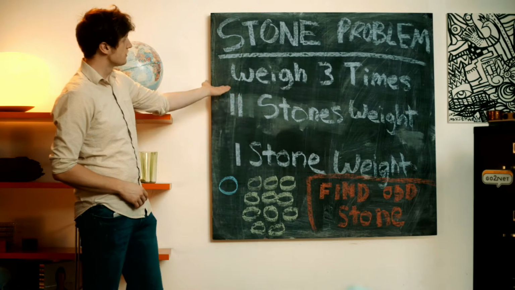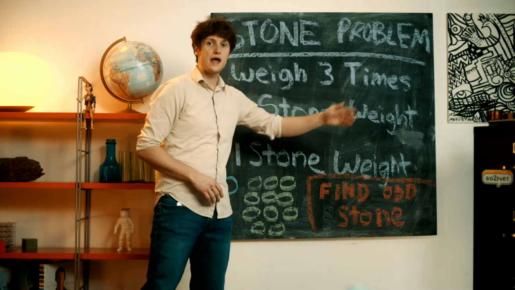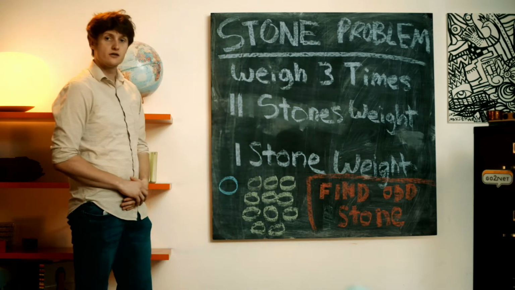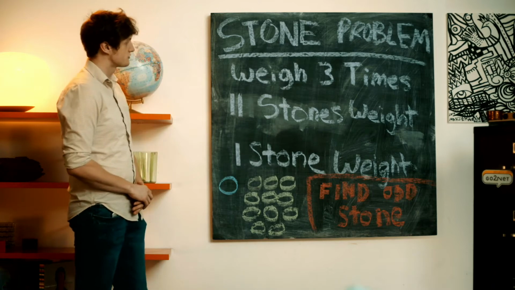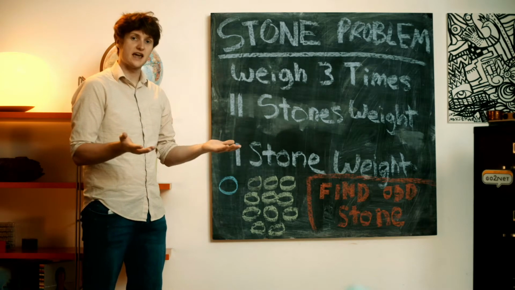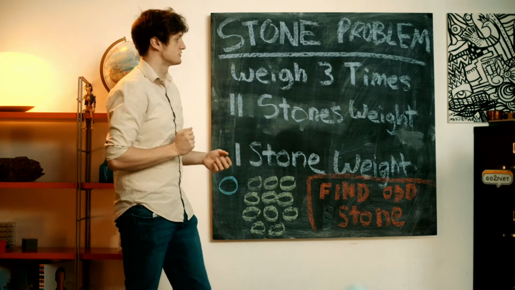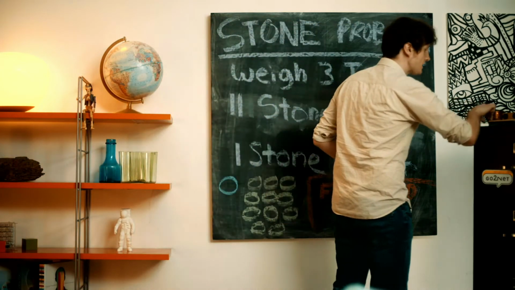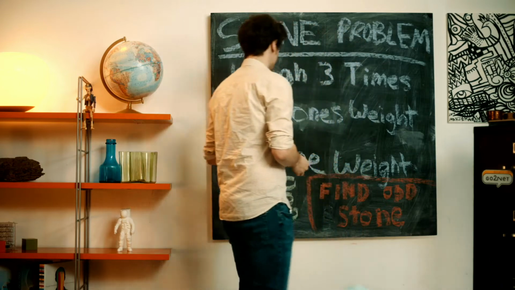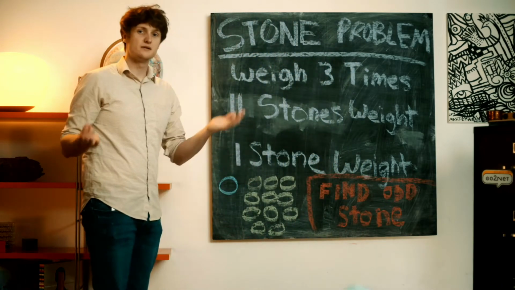And we are given the task to figure out which one of these stones is the odd stone. And we're only allowed to weigh 3 times. So we've got a scale, and we can weigh them against each other. When I talk about weighing them, this is important. I'm talking about weighing them against each other.